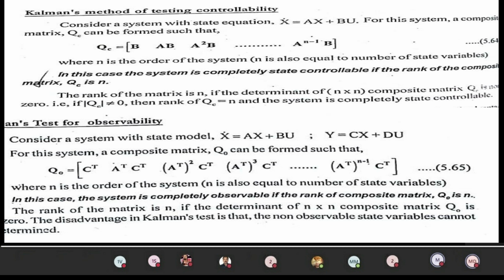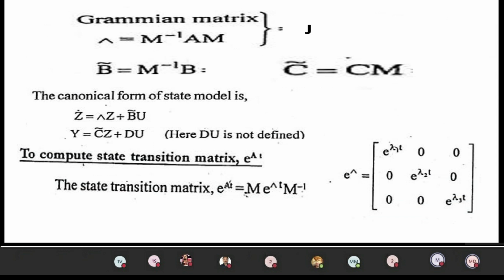Similarly, for the observability, Q naught will be C transpose, A transpose C transpose, A transpose squared times C transpose, and so on. Here also the determinant of Q naught should not be equal to 0, and the number of state variables should be equal to the rank of the Q naught matrix. Then it will be completely observable, otherwise not observable. Like that we can determine the controllability and observability for Gilbert's test and Kalman's test.